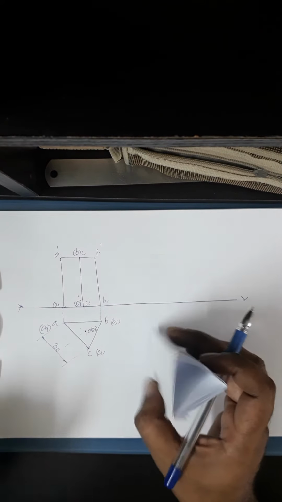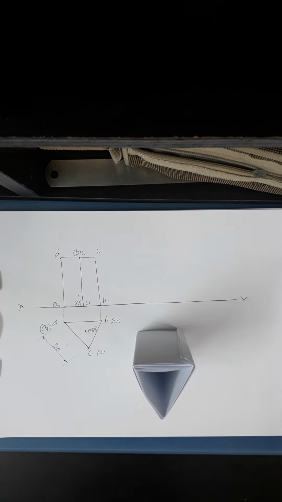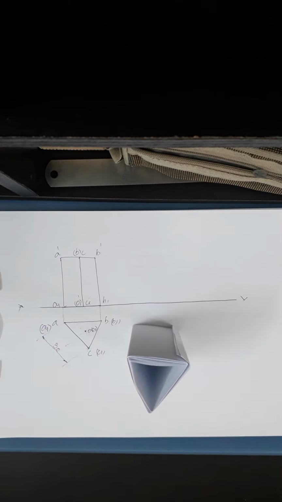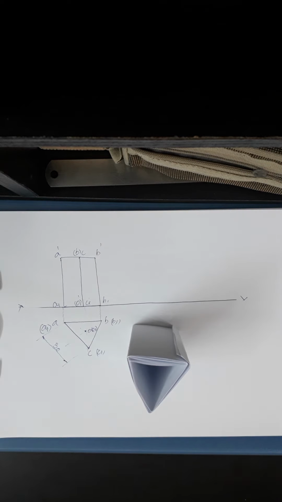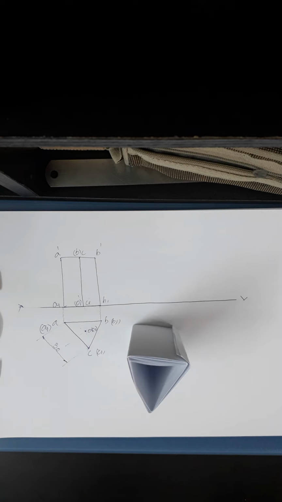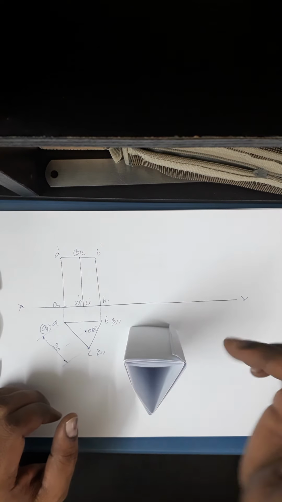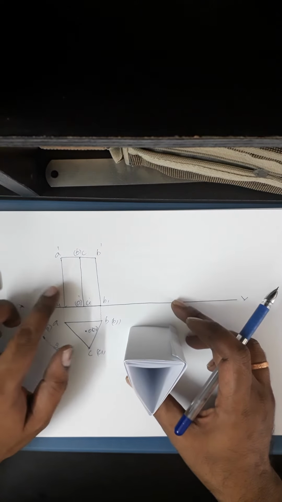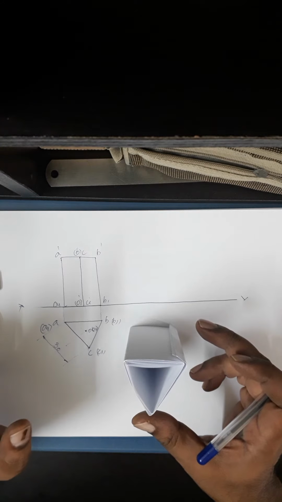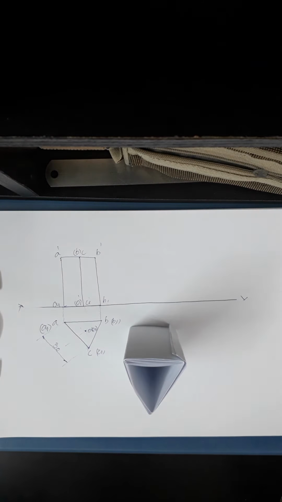So when a triangular prism is resting on its base on HP such that one of its rectangular surfaces is parallel to VP and nearer to it, this is the projection of that solid in this particular position.